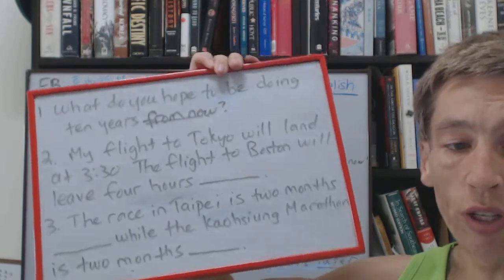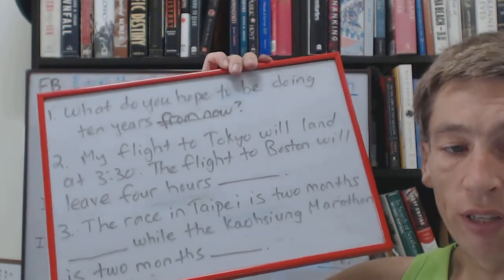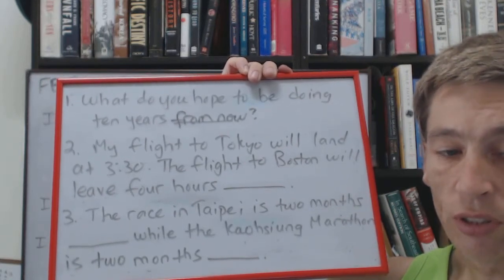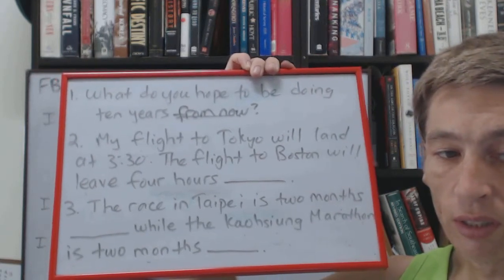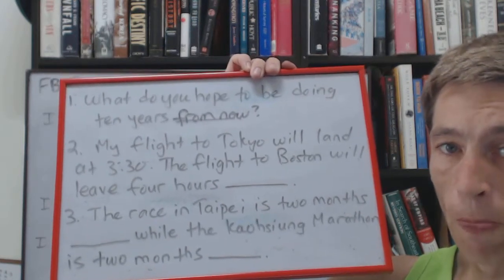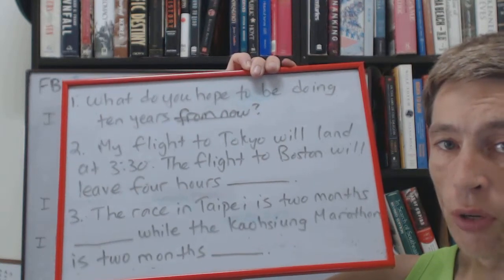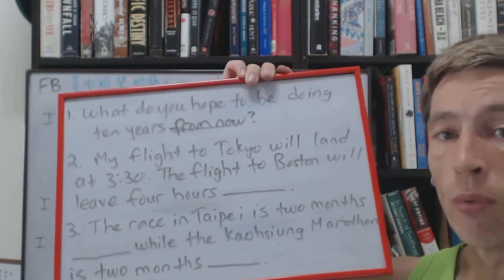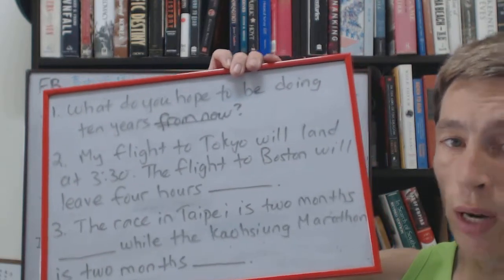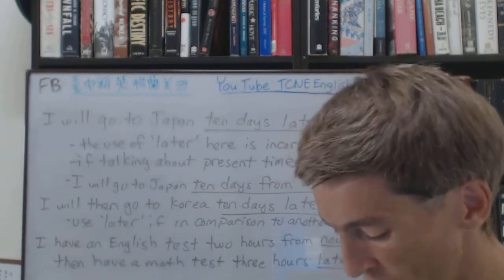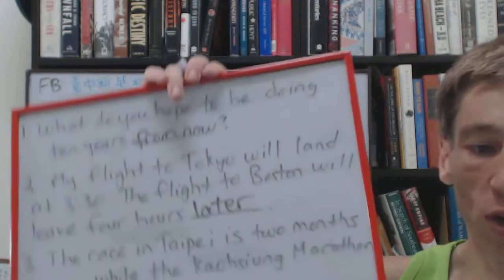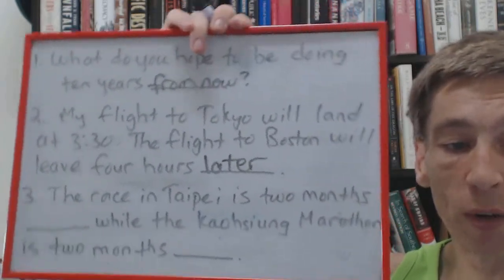My flight to Tokyo will land at 3:30. The flight to Boston will leave 4 hours. Will it leave 4 hours later or leave 4 hours from now? Well, we're talking about landing in Tokyo at 3:30. Okay, so we're assuming from that time, 3:30, that'll be where the 4 hours are counted from. So it should be 4 hours later. Okay, so we'll leave 4 hours later.